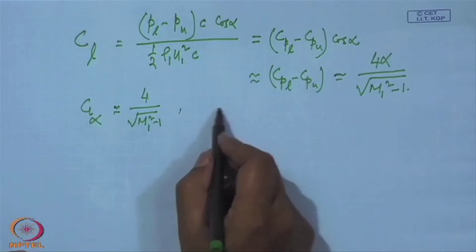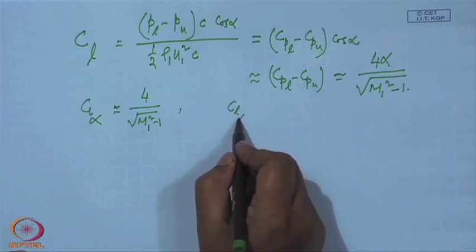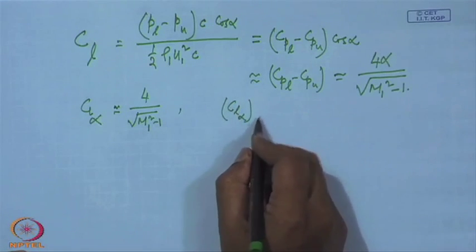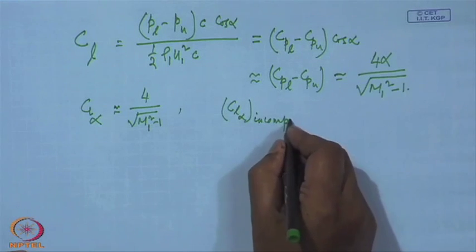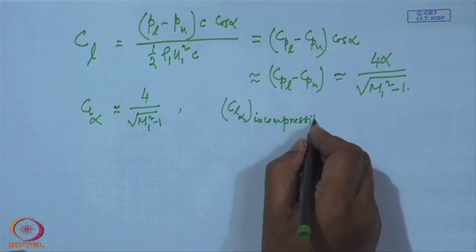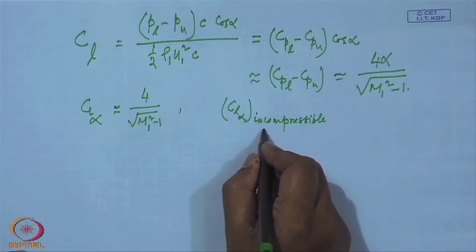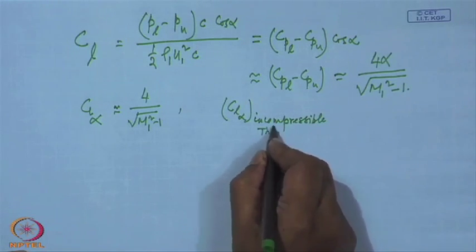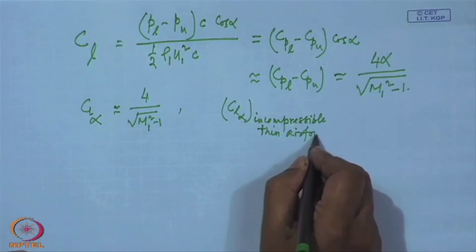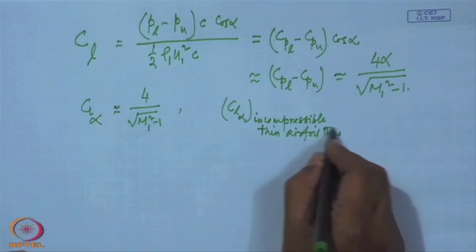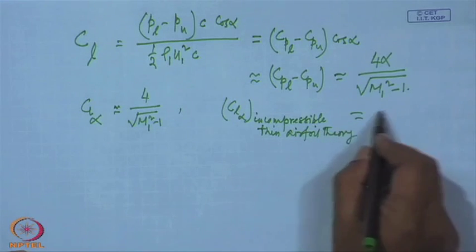while the same result for incompressible thin airfoil theory is 2 pi.